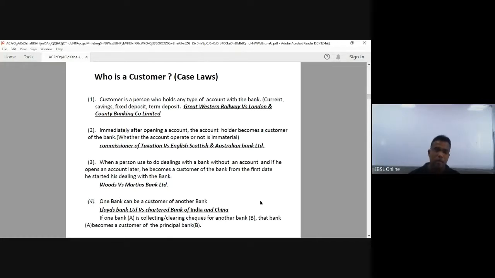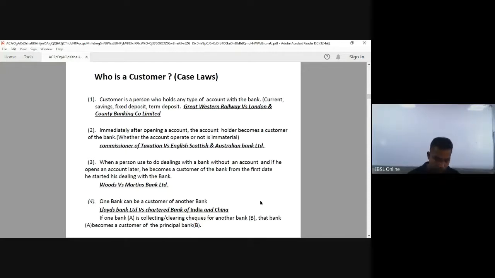So the second case is Commissioner of Taxation versus English, Scottish and Australian Bank. As per this judgment, immediately after opening the account, that means immediately after allocating the number to the account, that person becomes a customer of the bank. Whether he has done any transaction or not is immaterial. Operation of the account is not necessary. So that is point number 2.